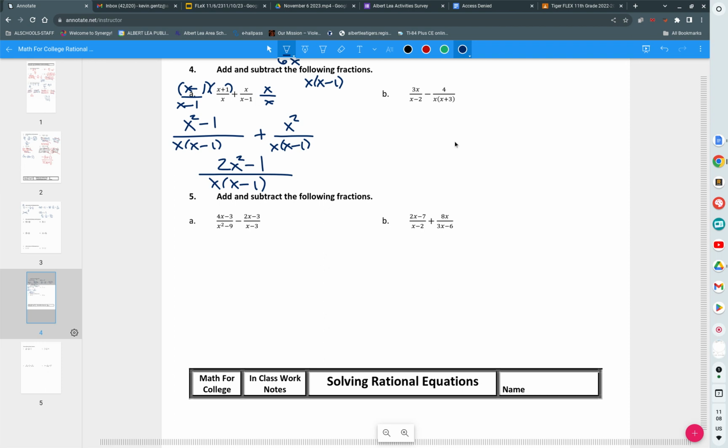Any question there? Okay. I don't like this problem. Can I change it real quick? Sure. Yeah. Instead of doing that problem, let's do 5 over x minus 2 minus 4 over x plus 3.